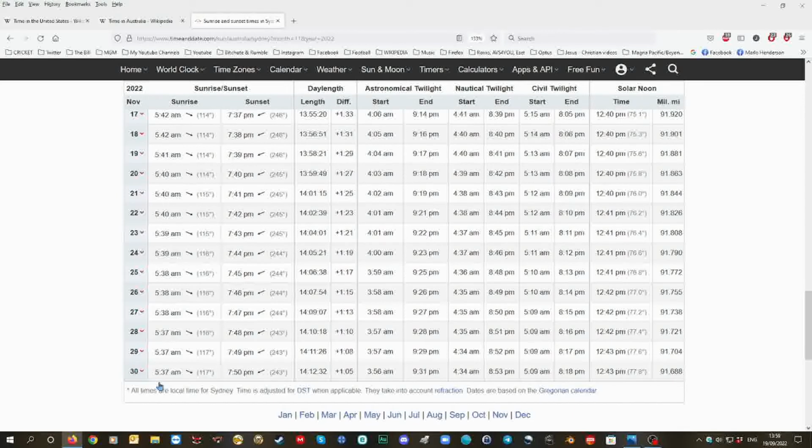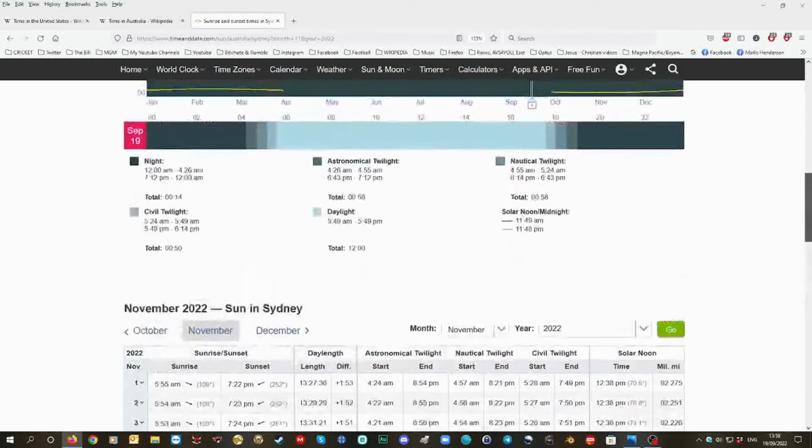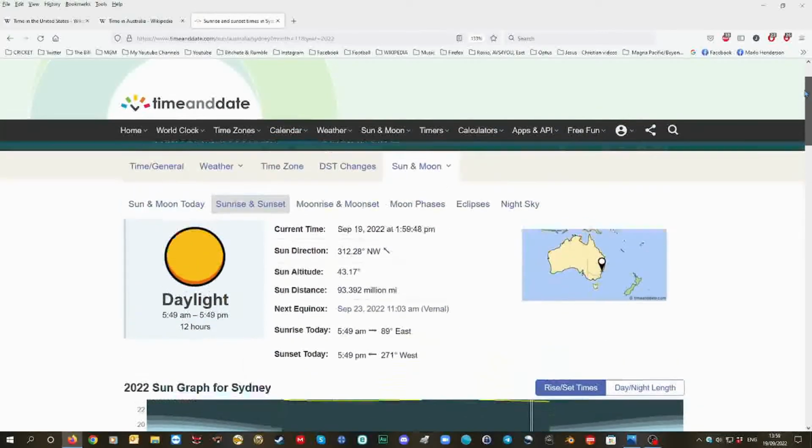If some people have their window sort of facing to the east or northeast or whatever, they can get the sun in. I do have blinds, so that's Sydney times. Now we'll have a look at Brisbane for November.